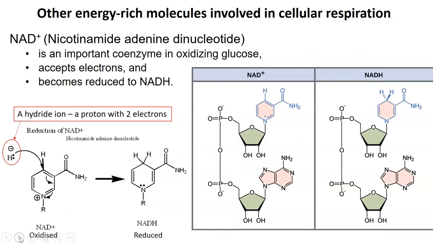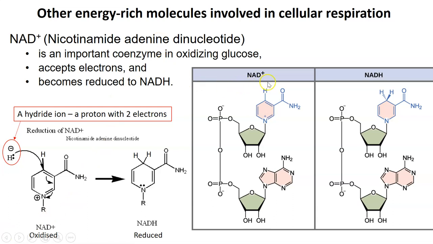Now, ATP is one very energy-rich molecule, but there are others. In order to produce ATP at the end, what we do need is molecules which can carry these high energy electrons. As glucose is being oxidized and these high energy electrons are being released, we need molecules to be able to carry those electrons. And it's these molecules here, NAD, nicotinamide adenine dinucleotide, that is one of the molecules that is able to carry high energy electrons.